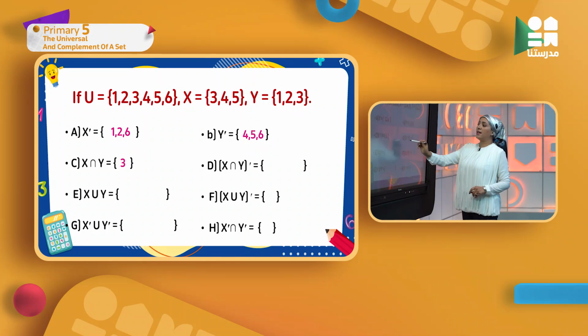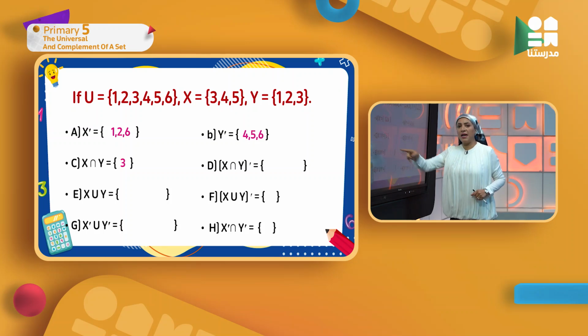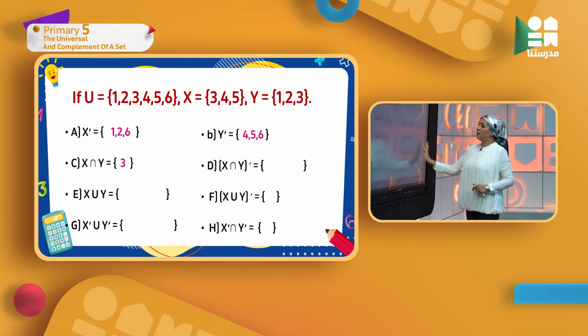Now, if I want X intersect Y complement, يبقى أنا عايزة كل ال elements اللي في universal set أو في U ما عدا ال intersection element بتاعت X and Y which is 3. يبقى هيكونوا كل ال elements اللي في U ما عدا 3 which are 1 2 4 5 and 6.